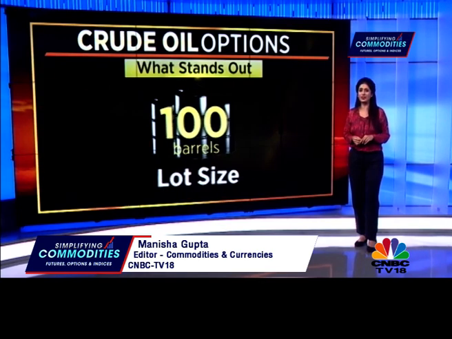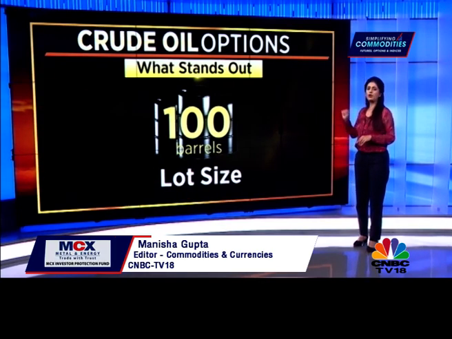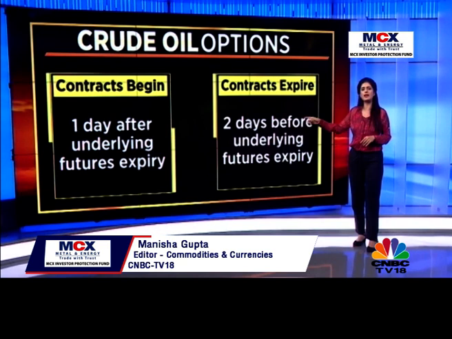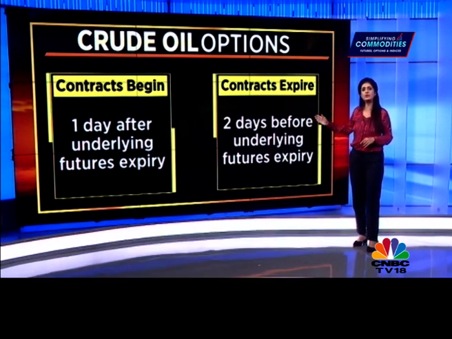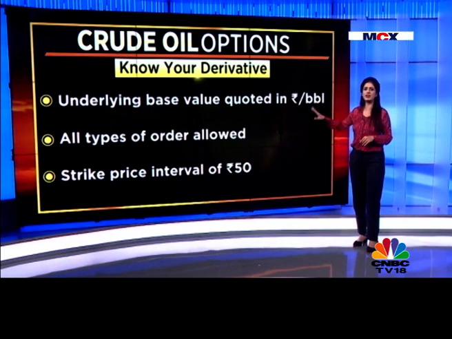So for crude, the lot size is 100 barrels. The contract starts the day after the expiry of the underlying futures contract, and the expiry date is set 2 days before the expiry of the underlying futures contract. The contract is quoted in rupees per barrel with the strike price interval at 50 rupees per barrel.